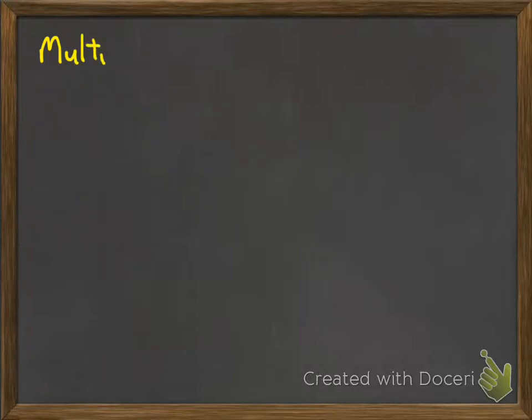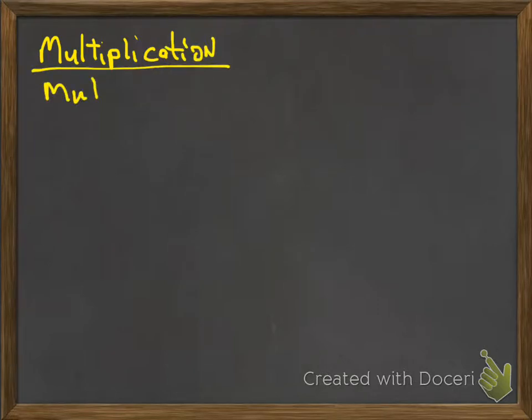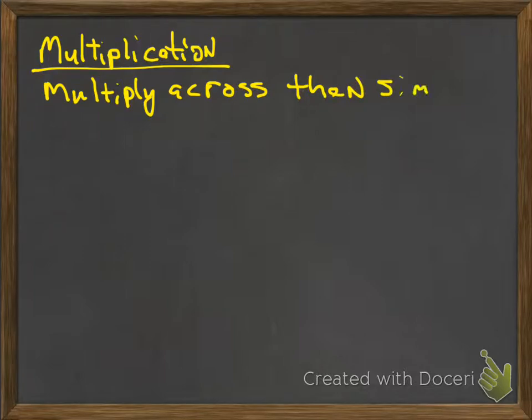Now, multiplication. How easy is multiplication, you may ask? Well, I think it's actually very easy. But let's see. Multiplication, all I need to do is multiply across. I multiply the numerators to the numerators and the denominators to denominators. So here, keep in mind, you don't have to worry about a common denominator. So multiply across and simplify.